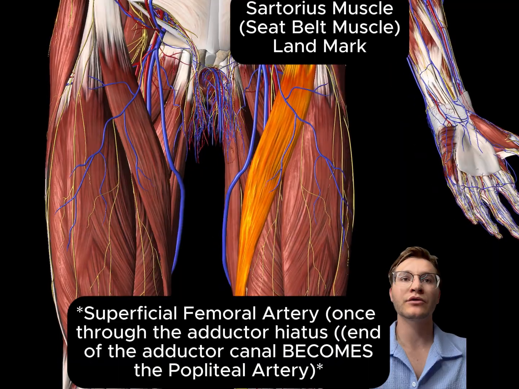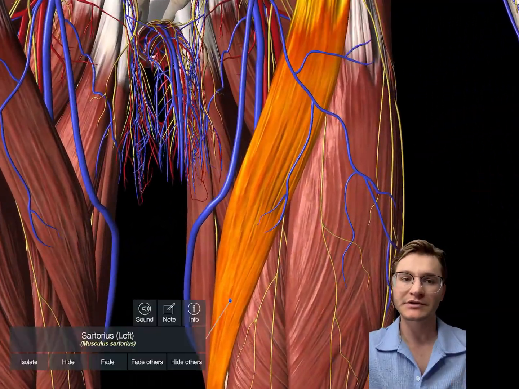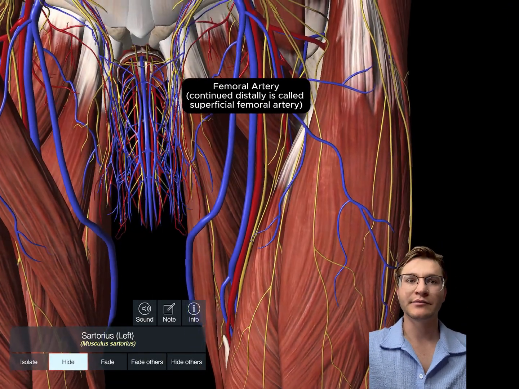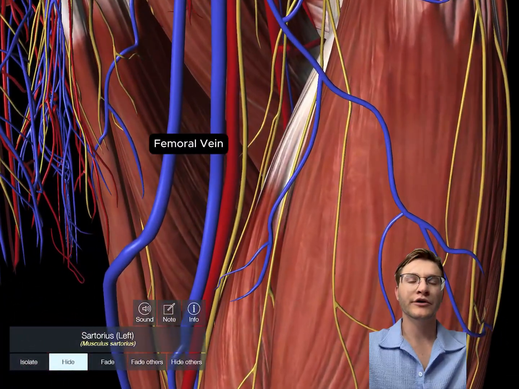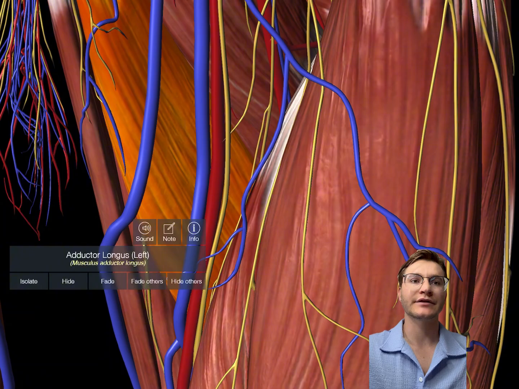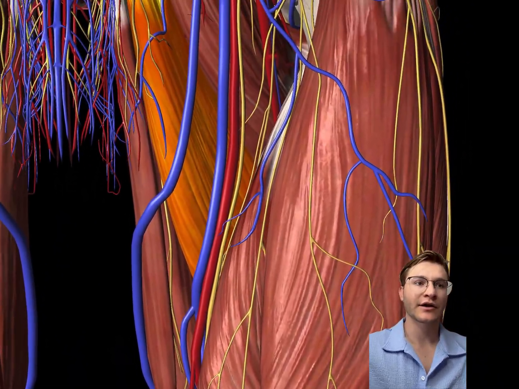So on our 3D model here, we found our sartorius muscle. It's our seatbelt muscle. Remember SpongeBob seatbelt? And let's see, it straps all the way across the body like a seatbelt would. So we see our femoral artery, our femoral vein, and then we see that saphenous nerve right there as well. So those are our contents within our adductor canal.